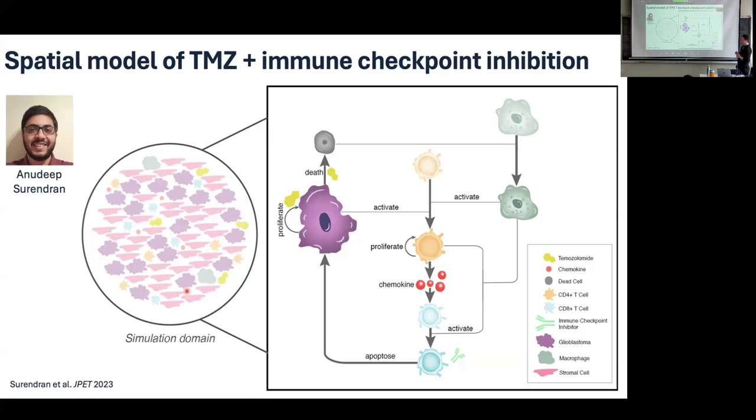Or one of the Helmholtz, and he built an agent-based model of chemotherapy plus immune checkpoint inhibition. So this model is spatial. It has glioblastoma cells that can proliferate. They die through natural death or through induced death by T cells that are activated by antigen presentation and chemokine excretion, and their actions are improved by the use of immune checkpoint blockade.